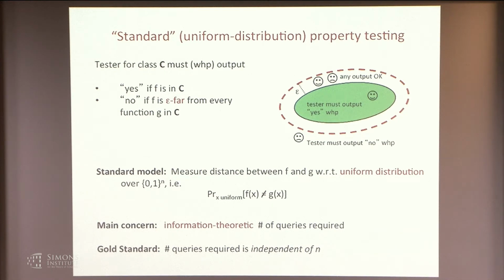Okay? And as I'm sure we're all familiar, the main concern in this sort of property testing world is information theoretic upper and lower bounds on the number of queries we need to successfully solve this problem. And the gold standard, we want to have algorithms where the query complexity ideally is completely independent of the number of variables. Okay, so that's just basic background on property testing.